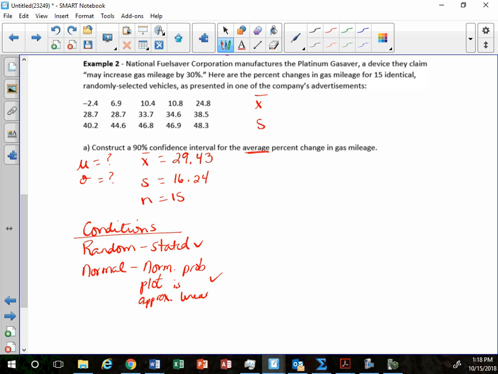We're gonna stop here today. We have a minute left. Would this be a Z or a T? T. Why is it a T? Yeah, we don't know sigma. Sigma's unknown. Okay. All right. So we'll finish this last one next time, and we'll do a bunch of practice.